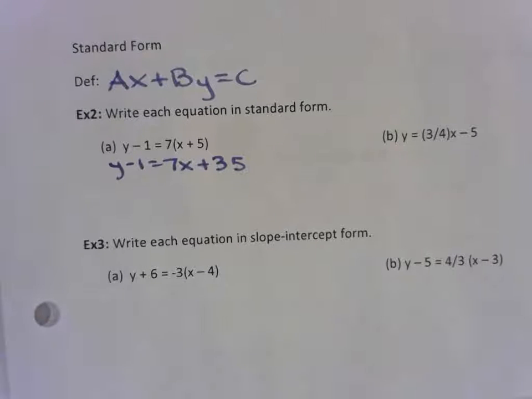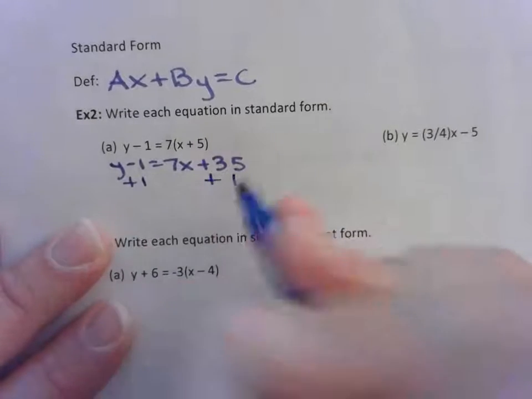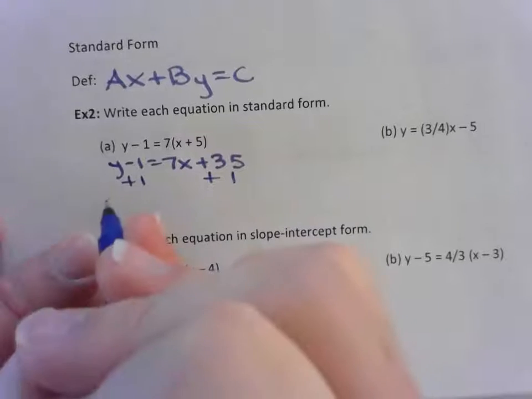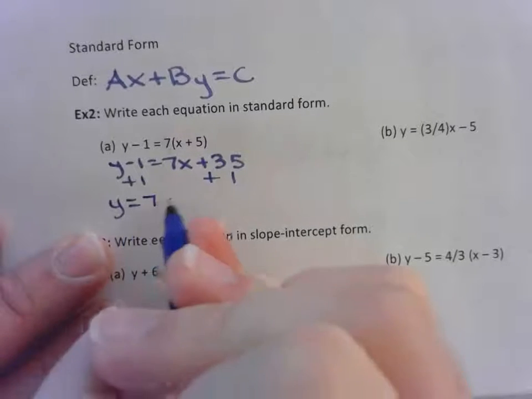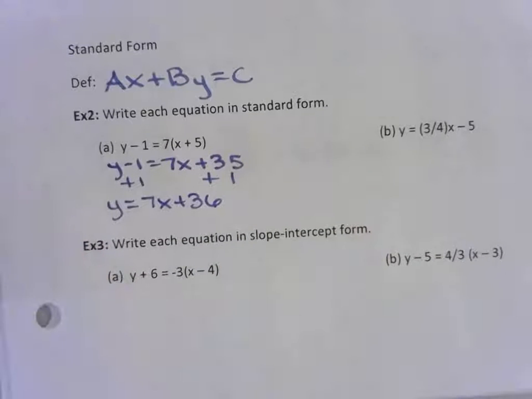Okay? So first thing you need to do is you need to get rid of parentheses. There's no parentheses in standard form. So you need to get rid of the parentheses by distributing. You've done this before. Now you need to get x and y on one side equal to a constant. So do what first? Okay, I could add 1 first. So it's going to go under the 35. So I have y equals 7x plus 36. Well, what form did I get it in?